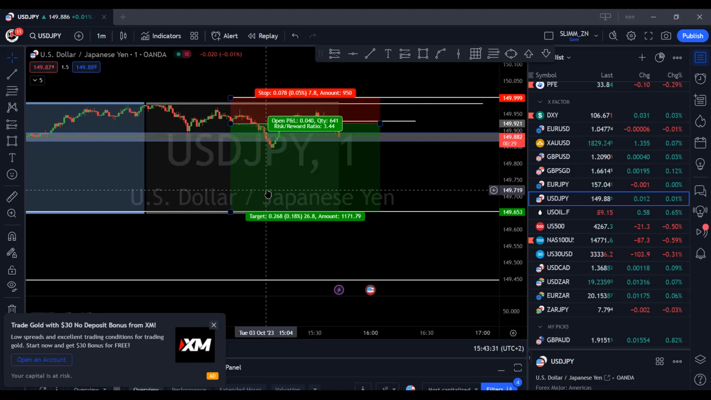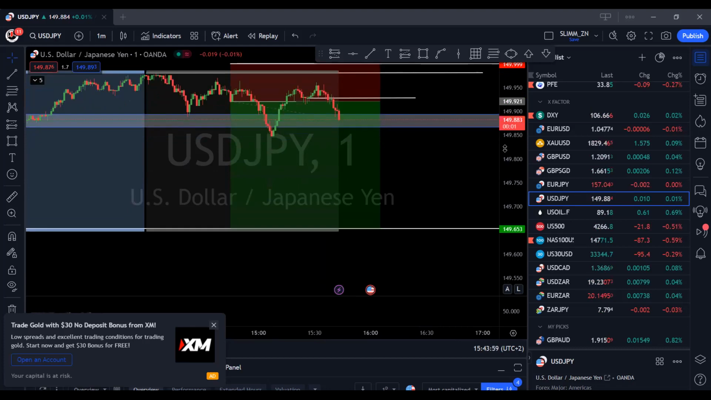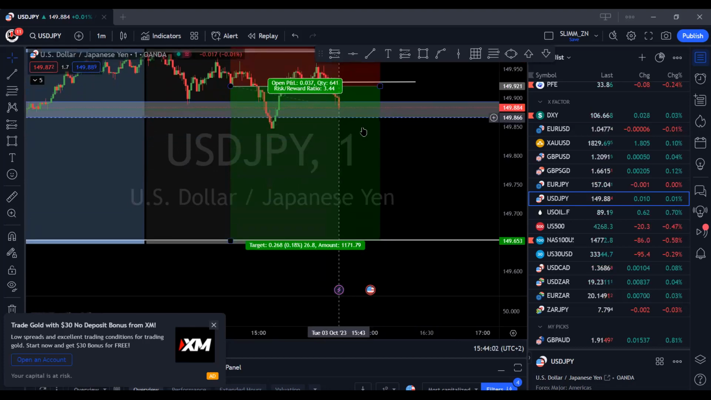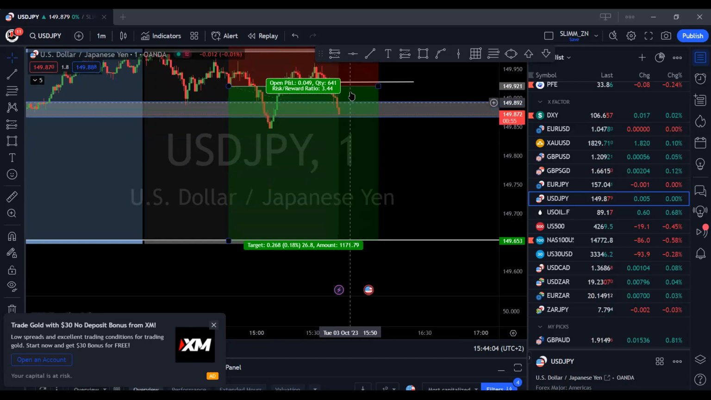We're about to break the breaker block, which is going to confirm our sell. So we need a break and a close below. All right, we need a break and a close below. So as soon as we close below the zone, I'm going to enter a sell. Then if we get a retracement, I'm going to scale in again.